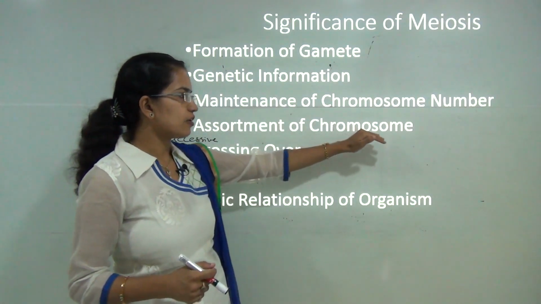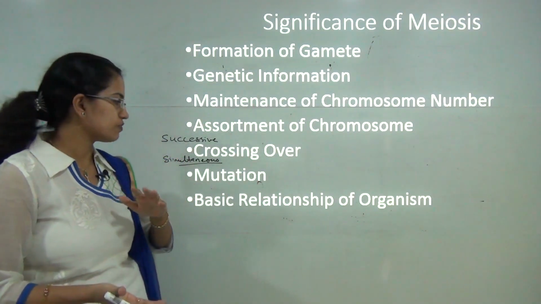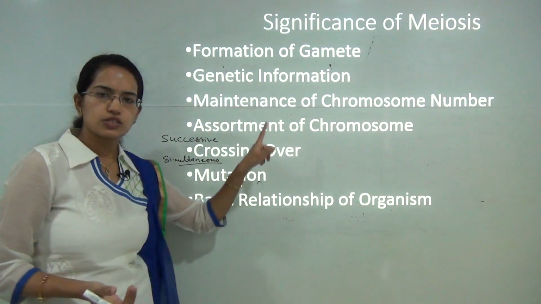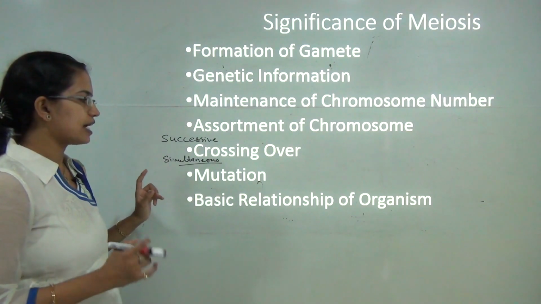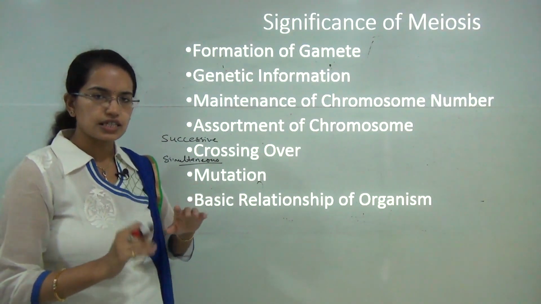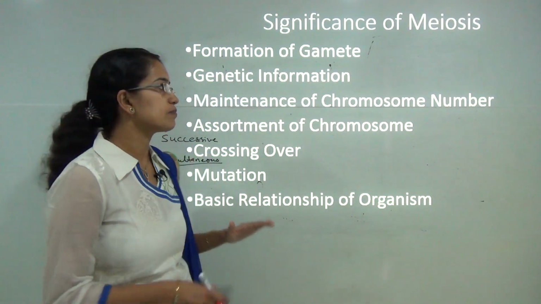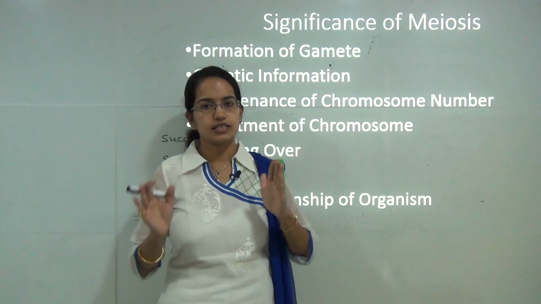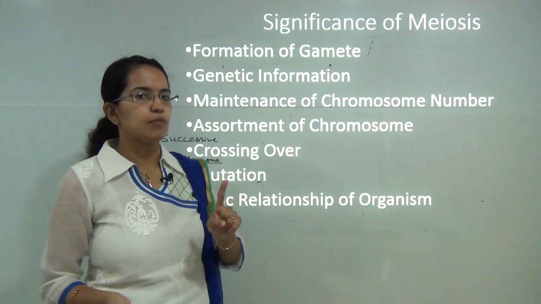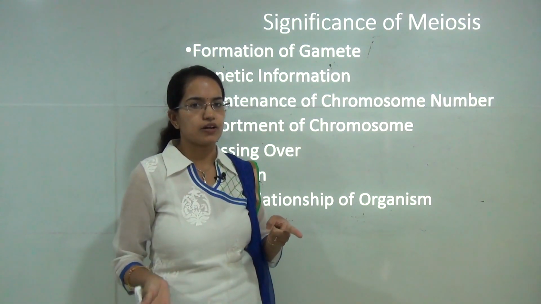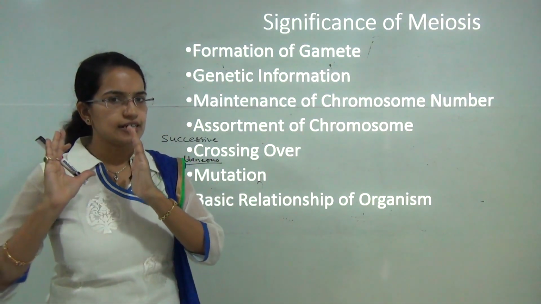Again there is assortment of the chromosomes that would occur, and crossing over that would occur, which would lead to exchange of information. At the stage of meiosis 1, there are high chances of mutations taking place, that would be changes in the genetic composition, and finally it helps to establish a basic relationship of the organism. So what we have discussed in today's class is the process of meiosis. We will be taking a separate lecture where we will talk about the differences between mitosis and meiosis, because that's an important topic and we will consider that in a separate session.